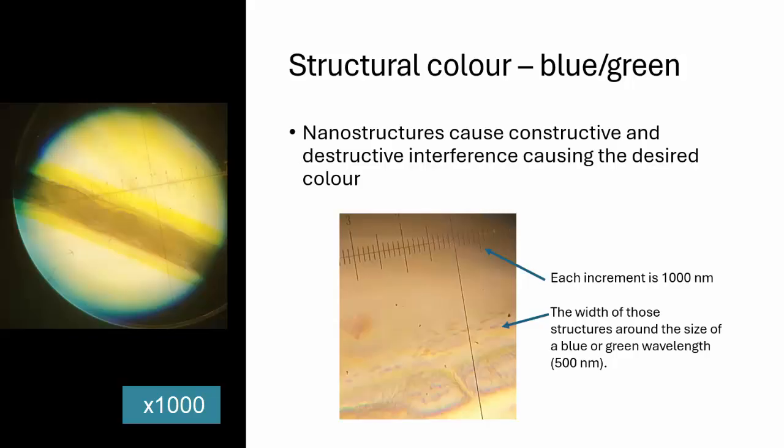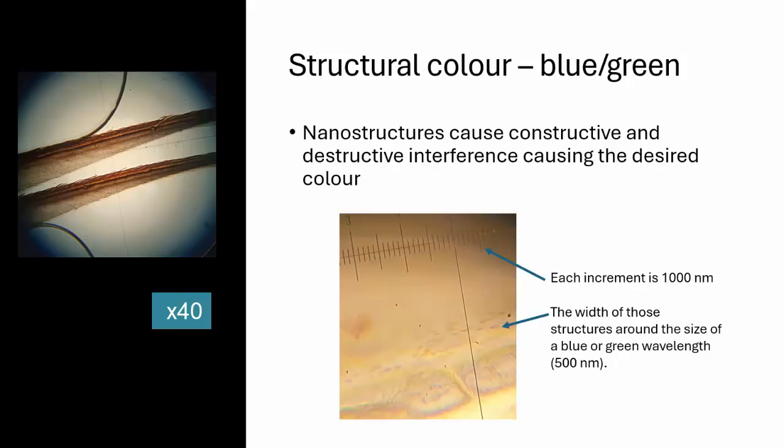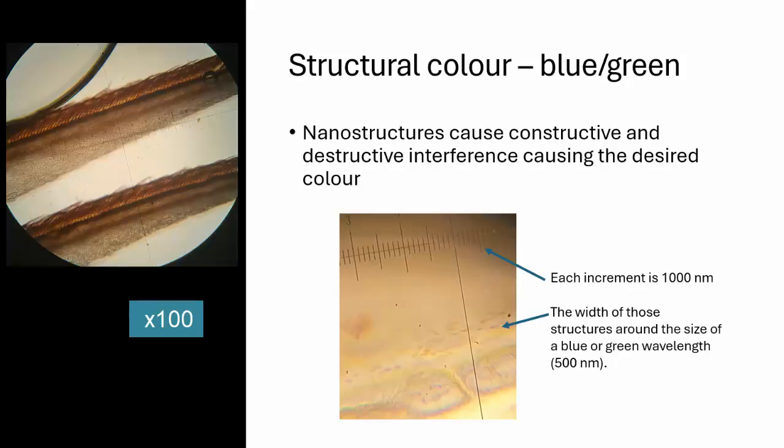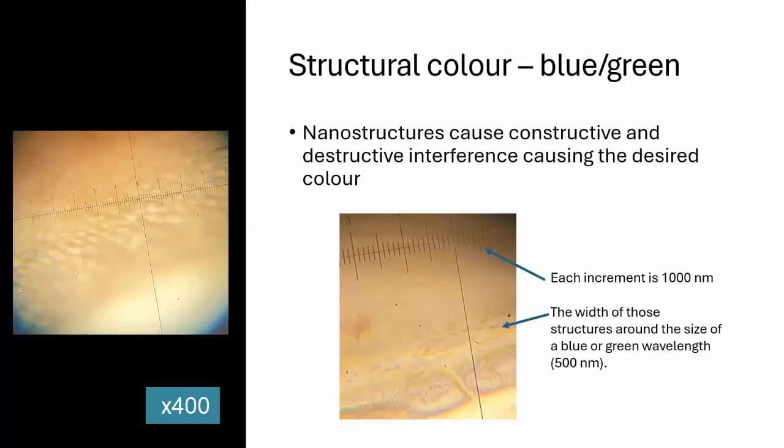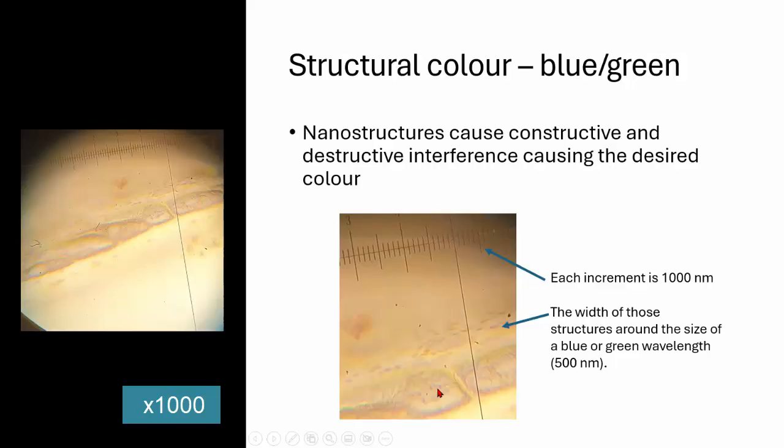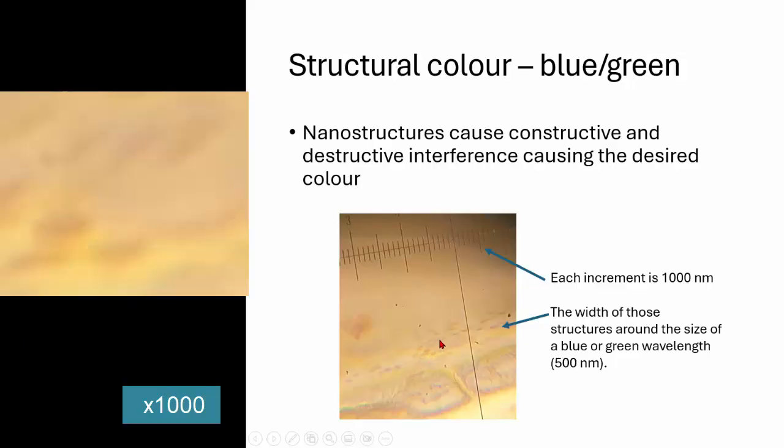And if you do the green feather from 40, 100, 400, and 1000, you can see that there's no green at all. And you go right down to the 1000 nanometer, the 1 micrometer increments on the 1000. And you can make out the little nanostructures. So it's a little bit like bubbles, but then there's those little structures that are around the same size. So light's about 400 to 700 nanometers.